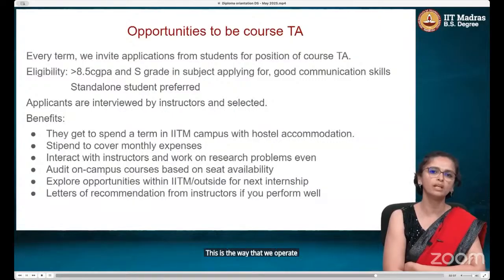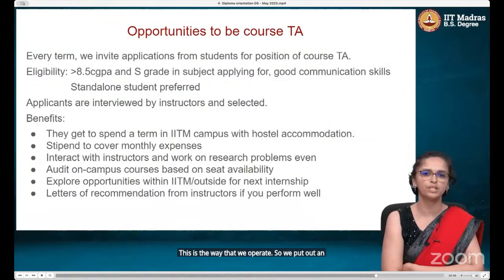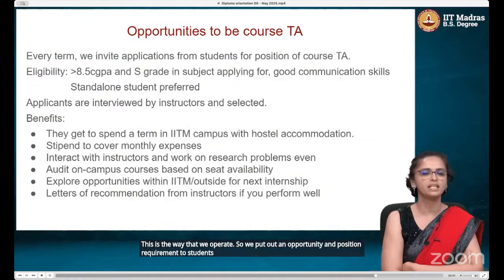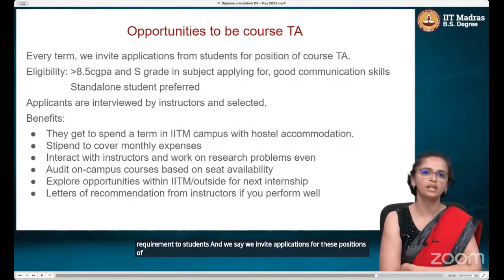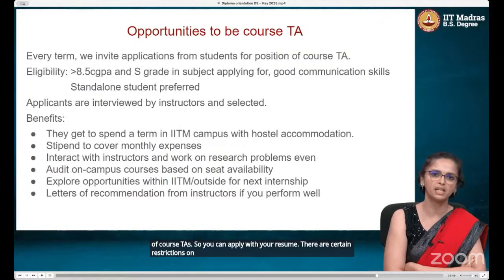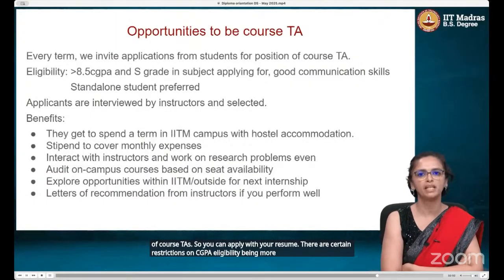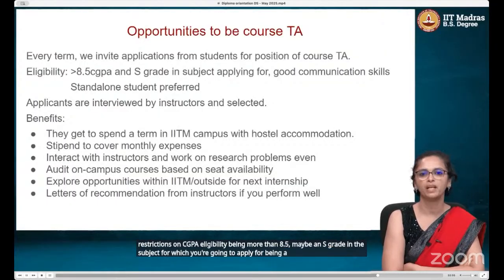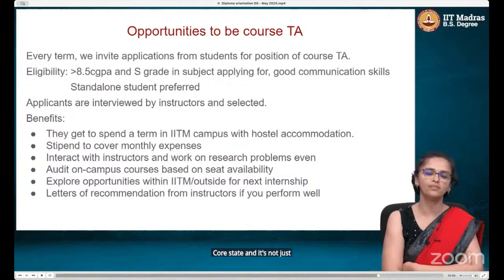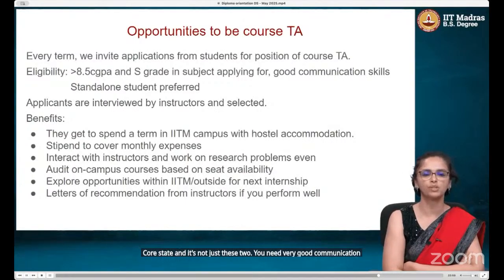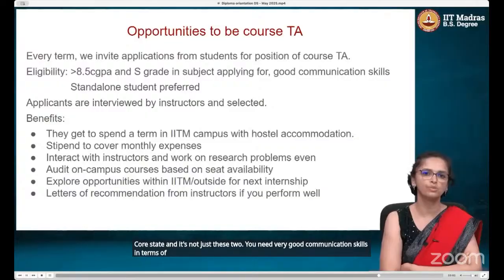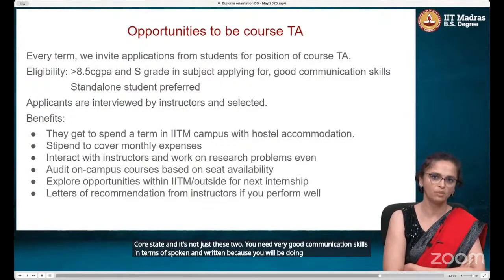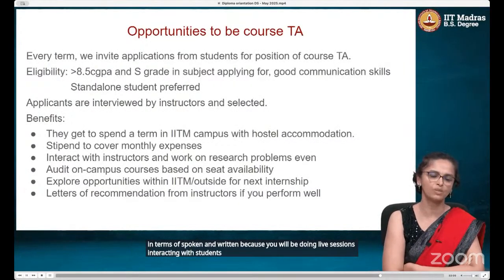We put out an opportunity and position requirement to students, and we invite applications for these positions of course TAs. You can apply with your resume. There are certain restrictions on eligibility, such as a CGPA of more than 8.5, and maybe an S grade in the subject for which you're going to apply to be a course TA. And it's not just these two: you need very good communication skills, spoken and written, because you will be doing live sessions, interacting with students, maybe answering their queries on discourse and so on.